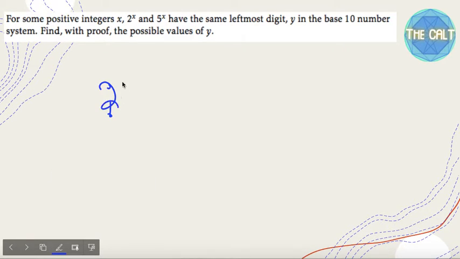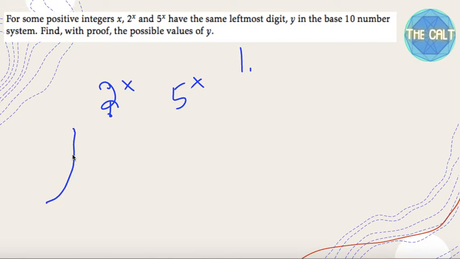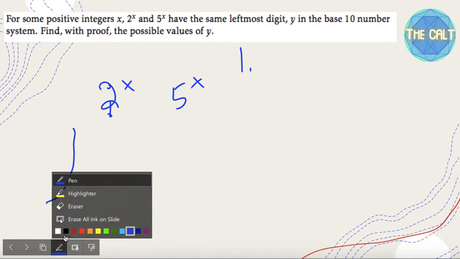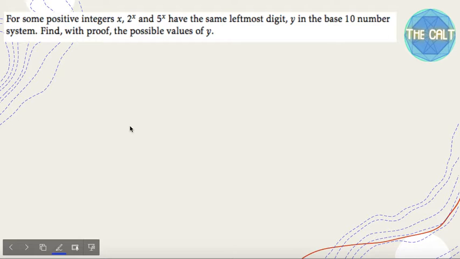Okay, so we have 2 to the power of x and 5 to the power of x, and we need the leftmost digit to be the same. There are 2 reasons why just listing out values of x and trying them out doesn't work. The first reason is that it's really hard because the numbers get exponentially bigger. They go up really fast and calculating will take a lot of time. The second reason is that it's an Olympiad contest, meaning you have to prove that these are the only values of y that work. It's not possible to just say these are the only values and assume that. You actually have to prove it.